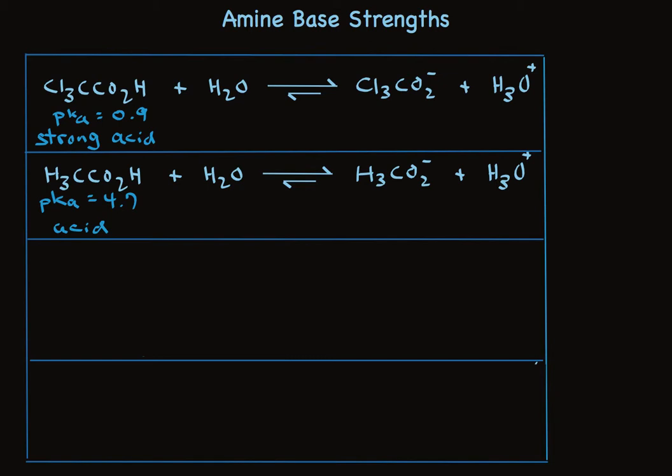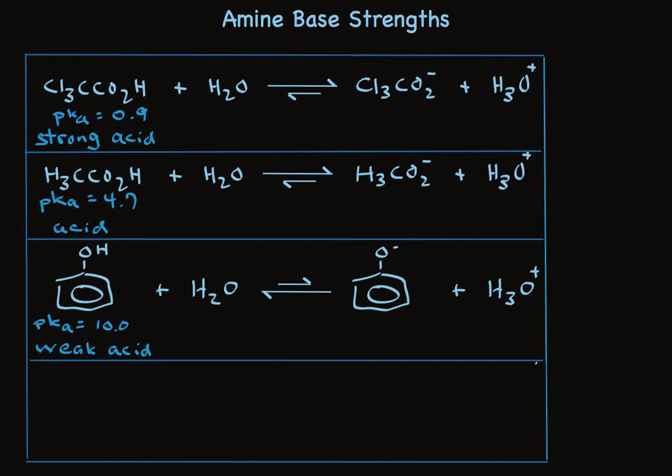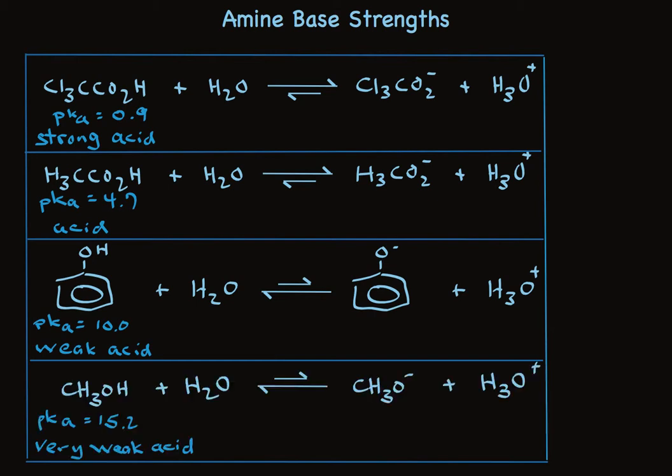When we look at phenol, it has an acidic OH, but not enough so that we can simply say the equilibrium is shifted to the right in water. The pKa is 10, and it's a weak acid. It does give up a proton to water, but not completely. And finally, I put methanol on the list. Methanol is a representative of a regular alcohol. It has a pKa of 15.2, and it really is a very weak acid. When we dissolve methanol in water, there is very little methoxide and H3O+ formed.